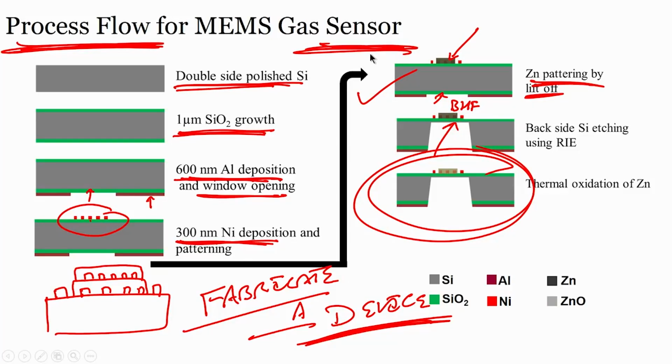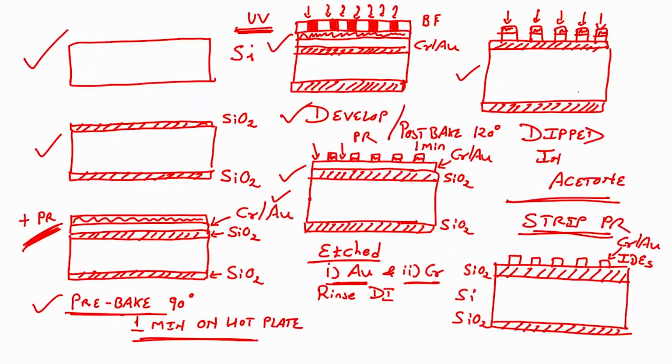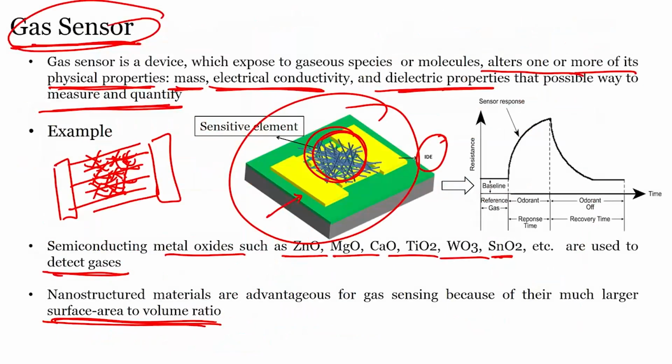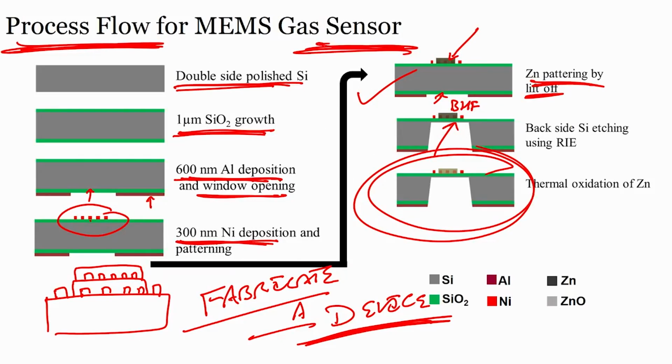Now, until now we have seen two process flows. One is the process flow used for creating interdigitated electrodes in an SU8 well. The second is the process flow for understanding how you can fabricate a gas sensor. Two process flows we have seen. This is enough for us to understand the MOSFET fabrication. So, in the next class let us quickly see what techniques we can use to fabricate the MOSFET.